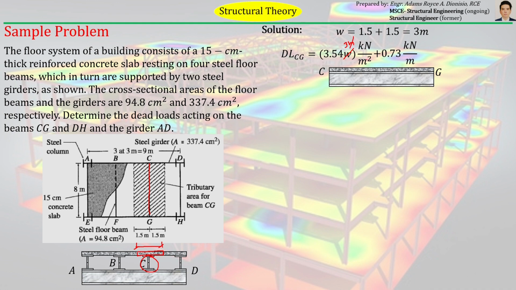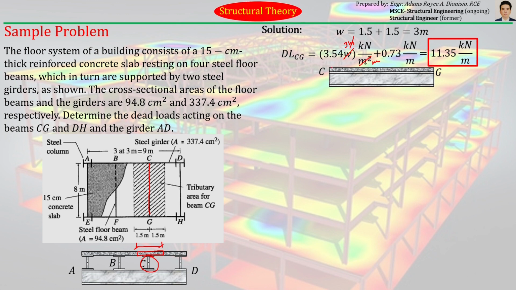So, may meter ka dyan, may meter squared ka, maka-cancel. And then, substitute, simplify. The corresponding answer will be 11.35 kilonewton per meter. And that is a uniformly distributed load acting here on floor beam CG. So, if you will try to imagine ano yung itsura niyan, that is just a simply supported beam with a uniformly distributed load like this. So, ang magnitude niyan, ng uniformly distributed load na yan, being carried by beam CG, is just equal to 11.35 kilonewton per meter. That is the answer for the first question.